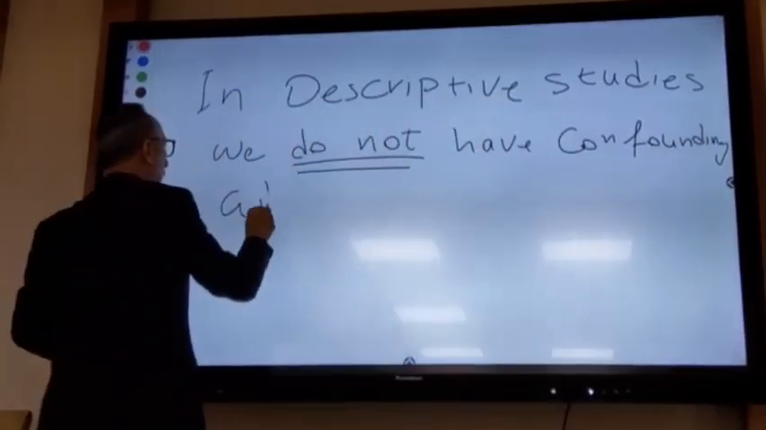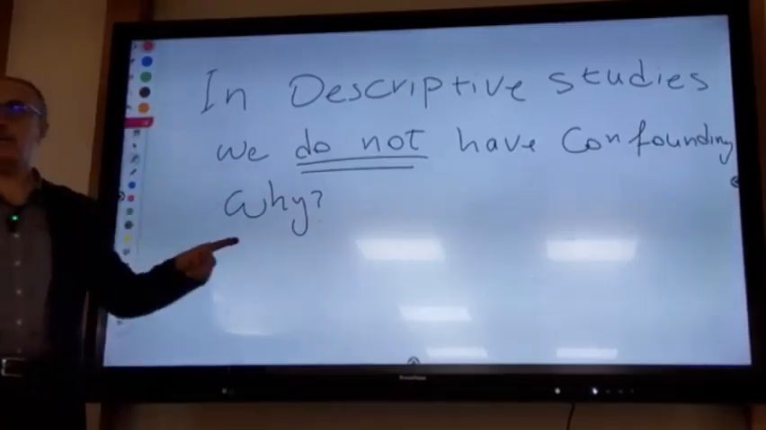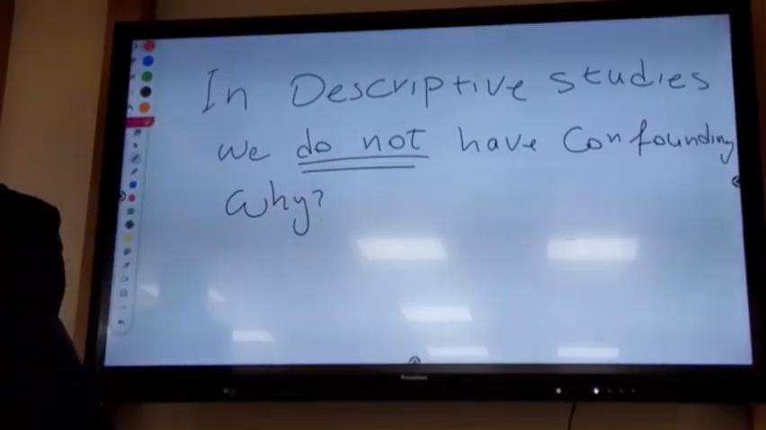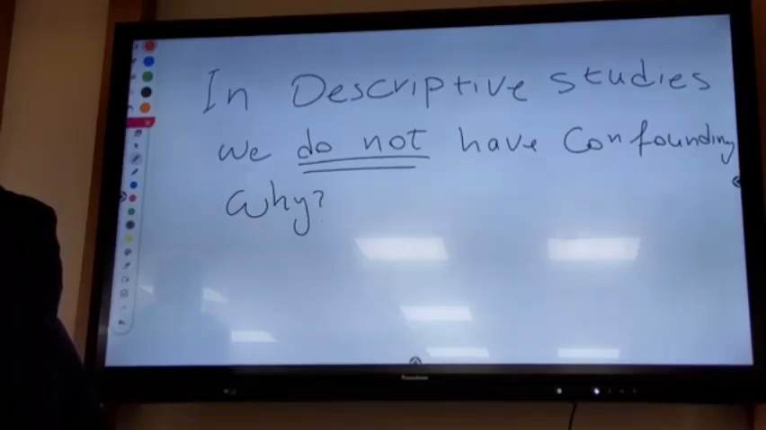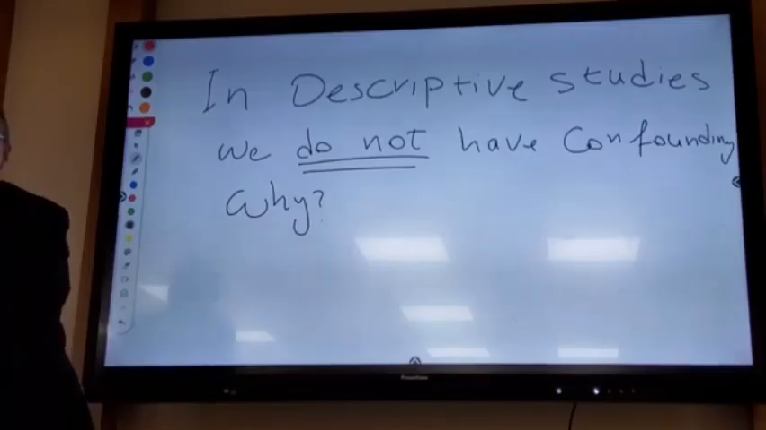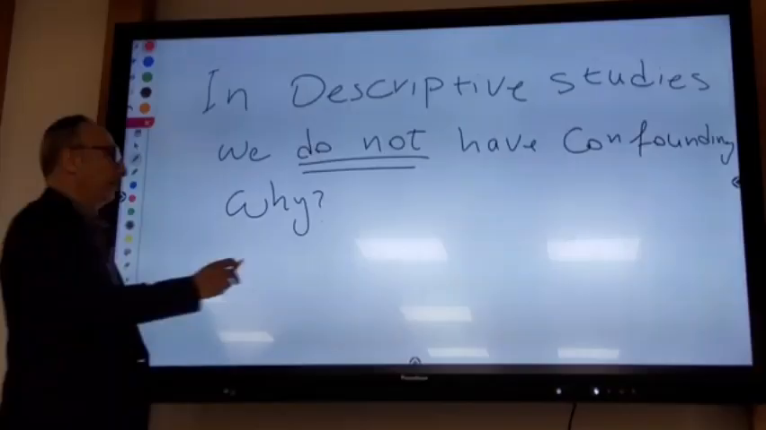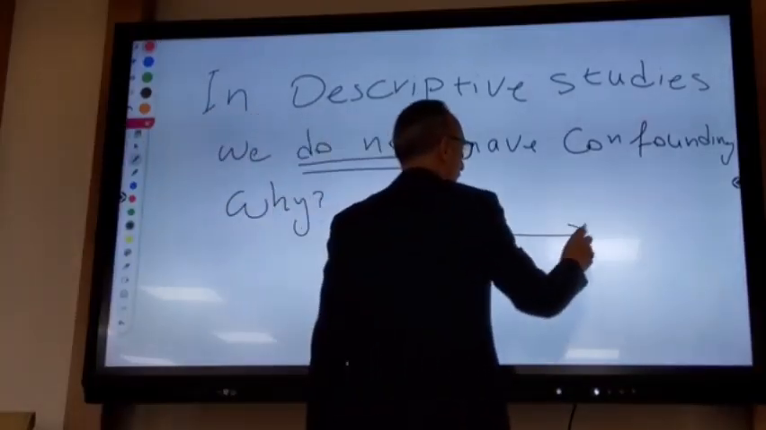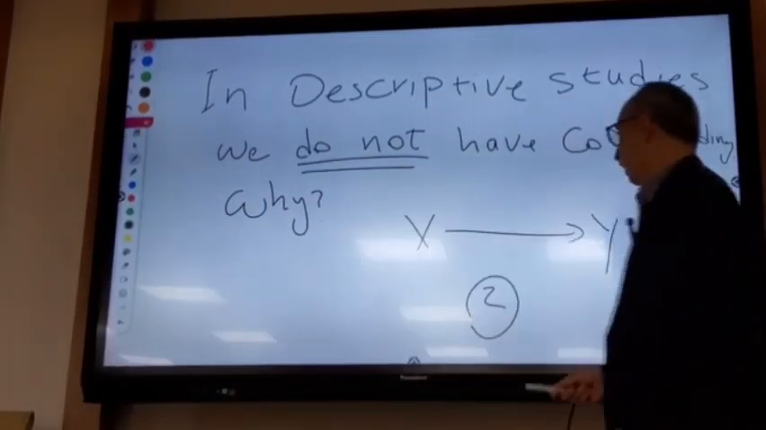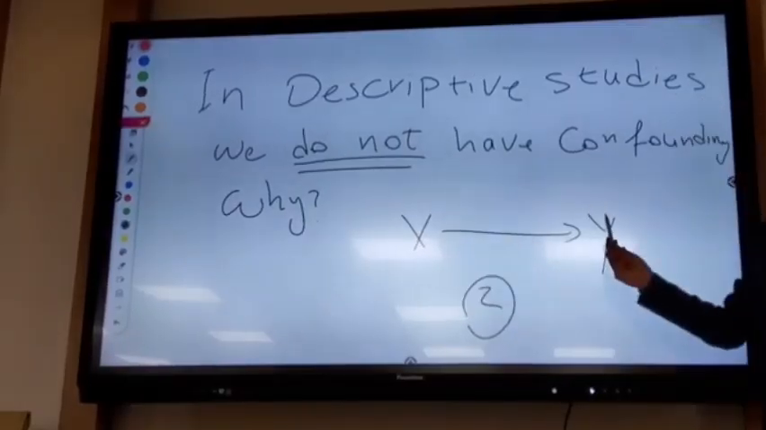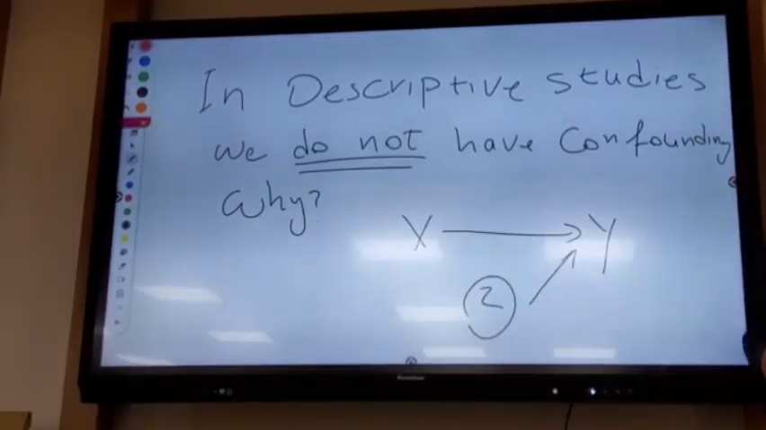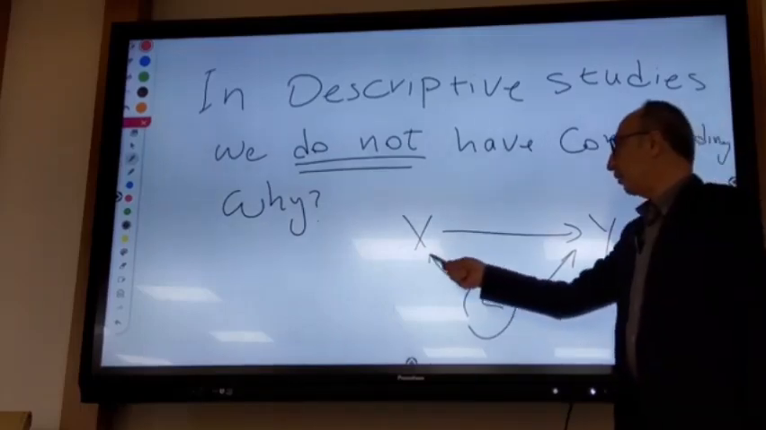But why? Why do we not have confounding in descriptive studies? First, you should provide me the definition of confounding. What is a confounder, based on what we discussed in the previous session? Confounding is something, if there is an association between two factors, then we have one cause that goes to both of them. I'm interested in the relation between X and Y, and there is a Z. That Z can produce Y, and Z may also be related to X.